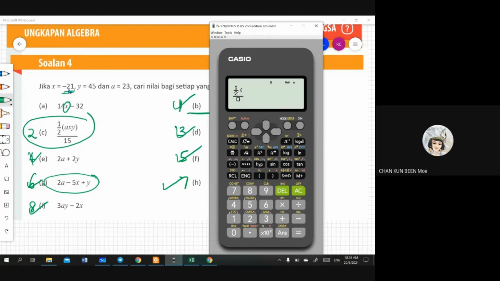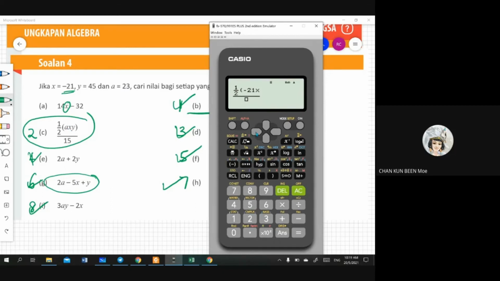So A is negative 21. We are going to press the negative sign. 21. Okay, if AXY, it means A times X times Y. So you press the multiplication button. The value of X is what? Negative 21. Yeah, correct. X is negative 21. Sorry, I made mistake just now. The value of A is 23. So it's supposed to be 23 multiplied by negative 21.